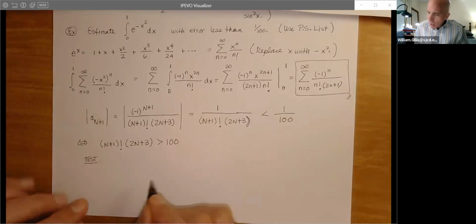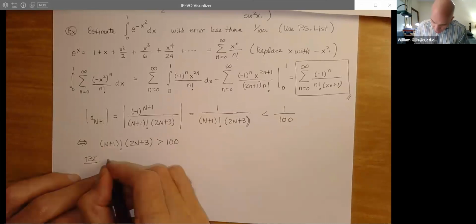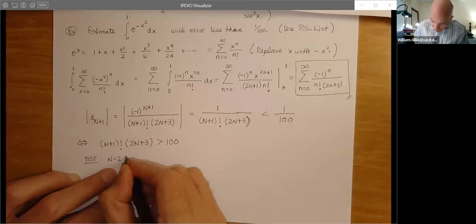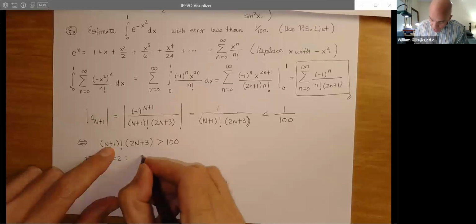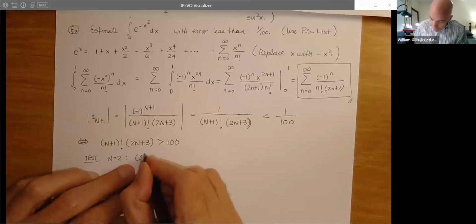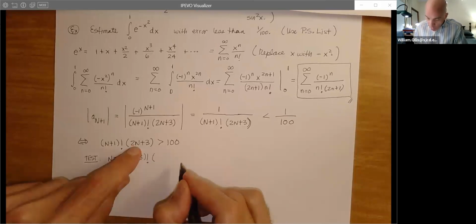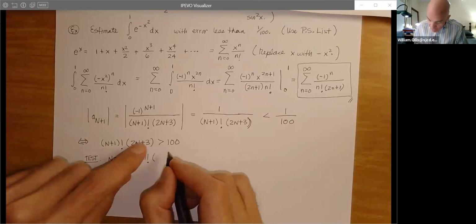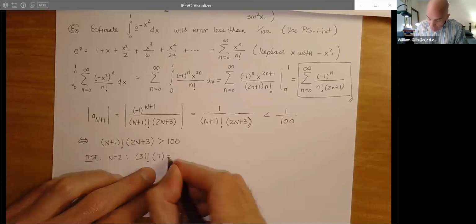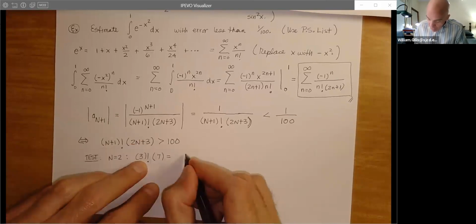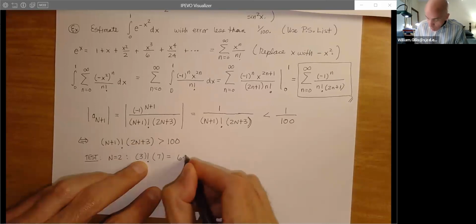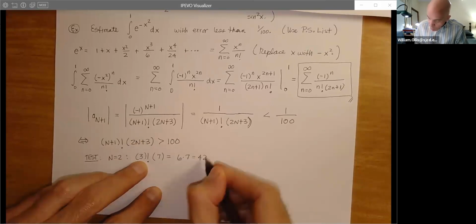Let's try n equal 2. So we have 3 factorial, and here we have 4 plus 3, that's a 7. And that's going to be 6 times 7, which is 42. And that's too small.